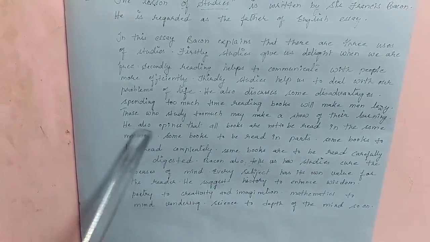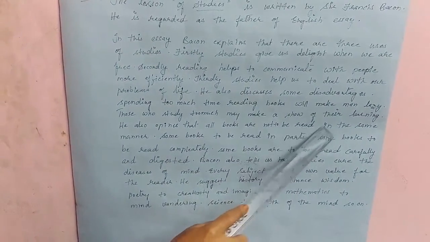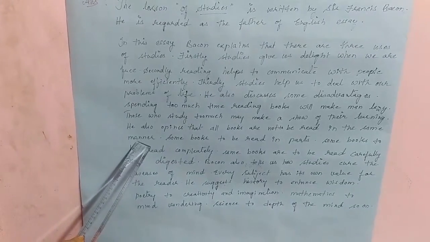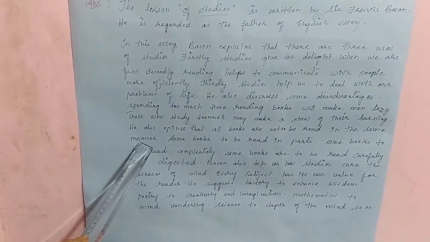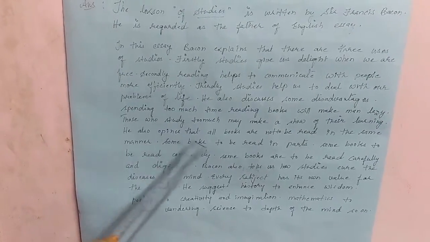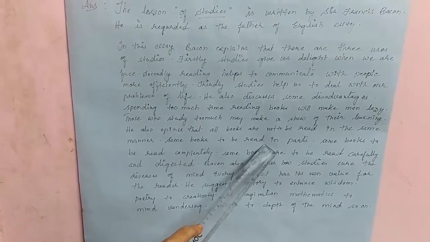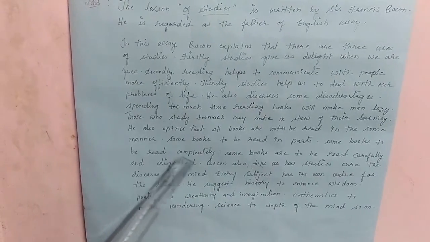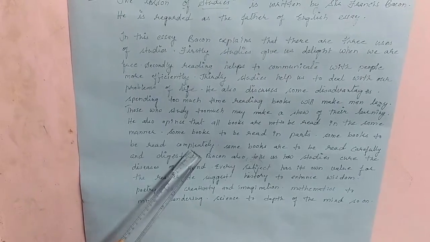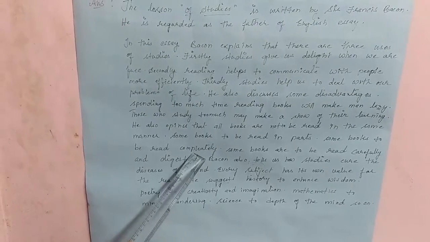Then he also opines that all books are not to be read in the same manner. There are different kinds of books in the market, and we should not read every book in the same way. Some books are to be read in parts. Some books are to be read completely. The important books which are useful to us, we should read completely.